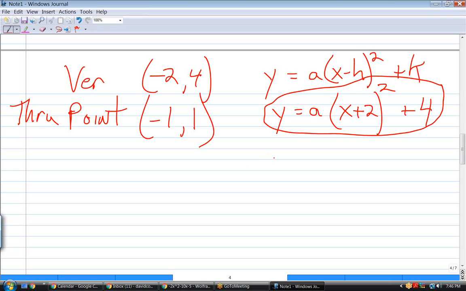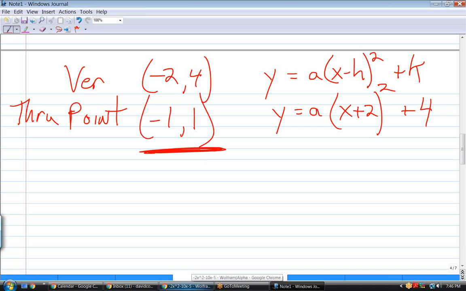So how do I solve for A? Subtract 4. Not yet. We got to substitute. In other words, I've got an equation here that has 3 variables. I can't even begin to solve that until I fill in 2 of the variables. What's y and what's x? Y is 1, and x is... In other words, if this parabola goes through this point, then I can substitute 1 for y and -1 for x.